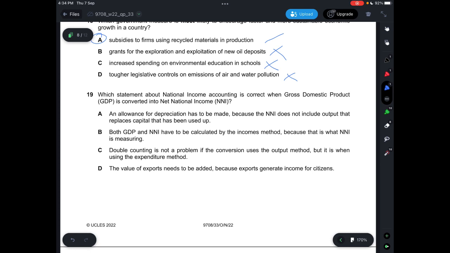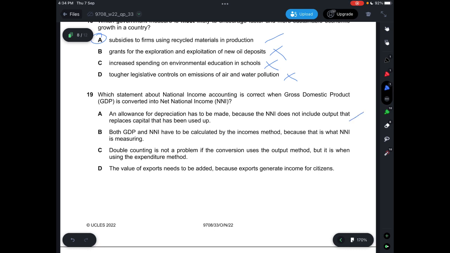19, which statement about national income accounting is correct when gross domestic product is converted into net national income? Let's look at the four options as well. So A, an allowance for depreciation has been made because the NNI does not include output that replaces capital that has been used up. Yep.